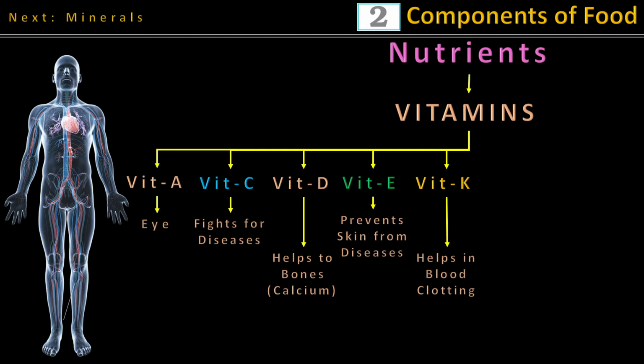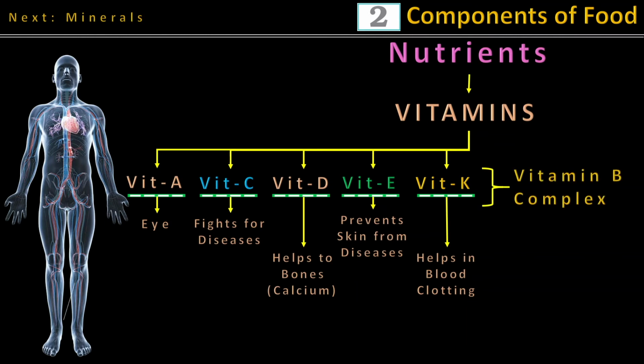So if vitamin K is very rich, then the blood flow coming out from the body will stop immediately. That's how vitamin K will help. Basically, one more point here: whatever you see right now, vitamin A, C, D, E and K, all together they call it as vitamin B complex.